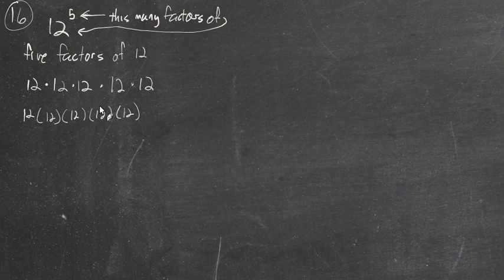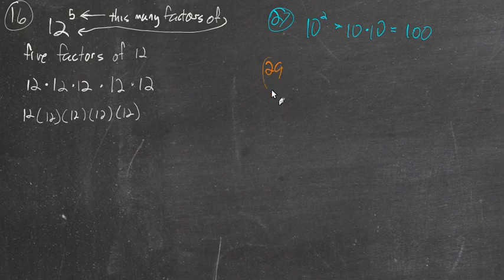Next, we're not just going to write it down, we're actually going to evaluate the power. So number 27. We have 10 to the second power, that's 10 times 10, and you probably know that 10 times 10 is 100. Just evaluating the power. 29 is 11 to the third power, or 11 to the power of 3, and that's going to be 11 times 11 times 11.